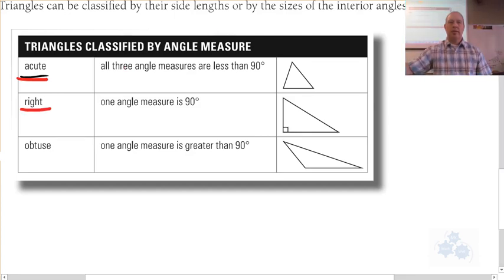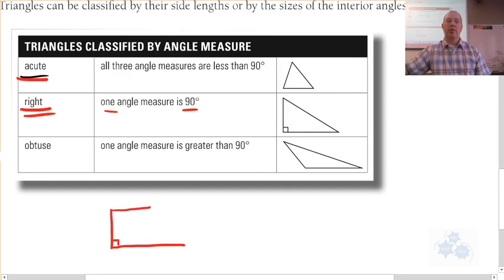Okay, the right triangle is next. It has 1 angle that is 90 degrees. You cannot have a triangle that has 2 90-degree angles. I'll try and draw one here for you. If they're both 90 degrees here, any 2 angles, then these lines are parallel. Therefore, by definition, they will never intersect. So we can never have a closed figure.